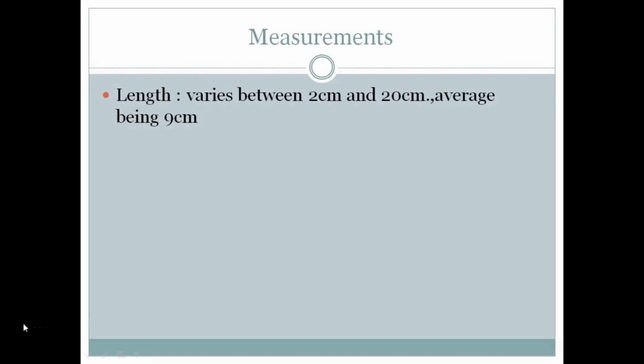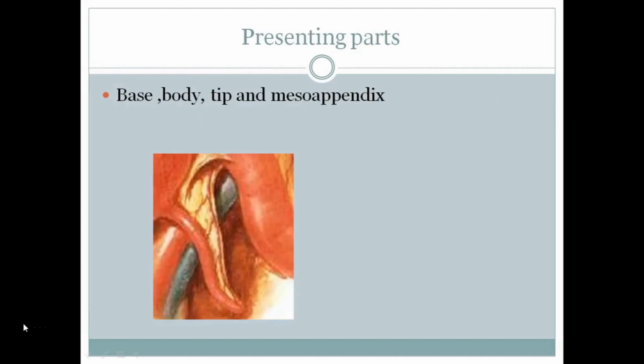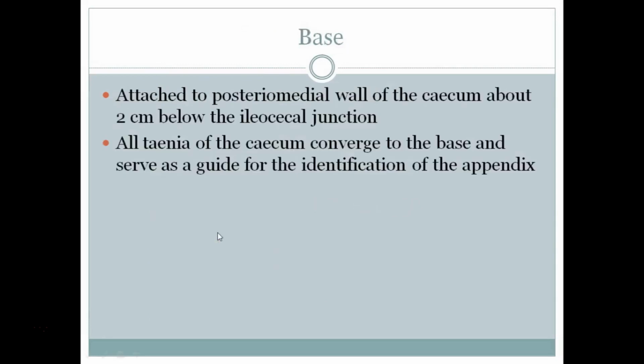So along with the cecum, we have another organ attached to it. We will call that the appendix, which has a length varying from 2 cm to 20 cm, average being 9 cm, and it has some parts such as base, body and tip. So here you can make out this is the basal part, body, and the tip part, along with the mesoappendix, that is the peritoneal fold attached to it. So here base, then body, then tip, and this is the mesoappendix.